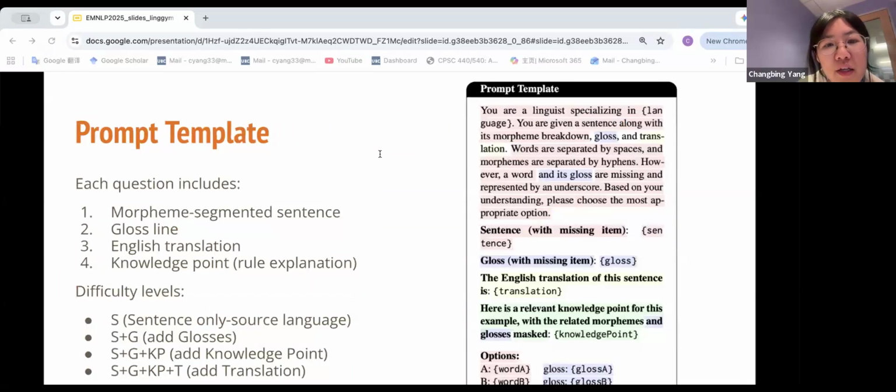And to evaluate the impact of different types of linguistic information, we design our prompts to include the following types of knowledge. First, we start with the original sentence. We call it S for short, and the morpheme-segmented sentence in the target language. And the second one is the gloss information. We call it G.